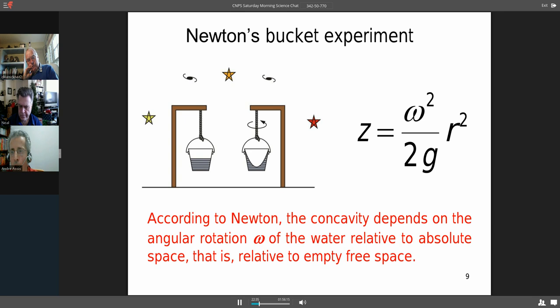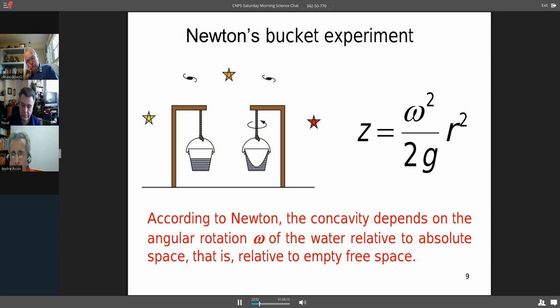So in free fall, that 9.8 meters per second squared is not the acceleration of the apple relative to the ground, but the acceleration of the apple relative to Newton's absolute space. Okay? So this was the idea of Newton.